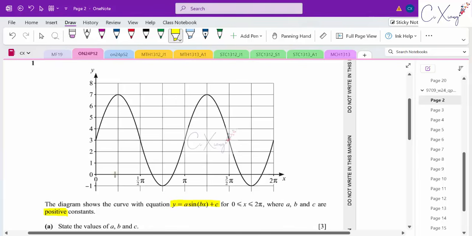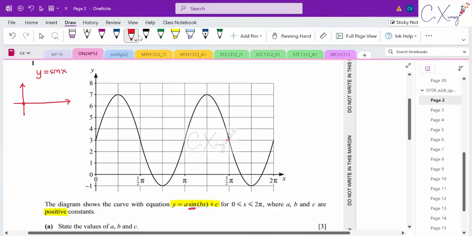Before that, we need to know what is the original pattern or the basic function for the graph here. They have actually given us a very obvious hint where the basic function for this particular graph is the sine graph. To figure out the values of a, b, and c, usually we'll try to compare it with the original sine x. So I will sketch an original sine x here.